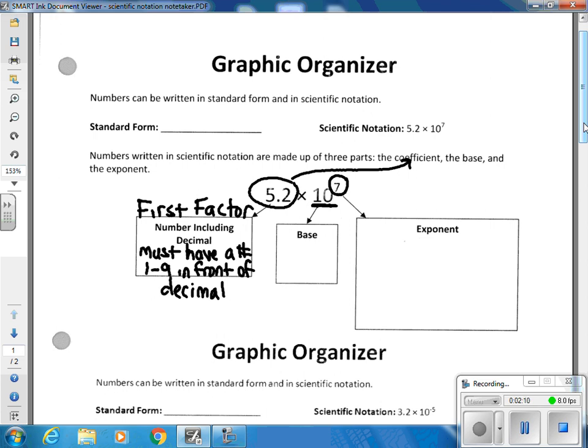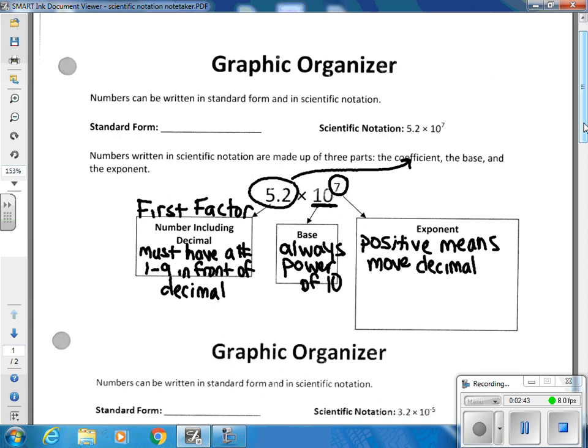For the base part, it is always a power of 10. That'll never change. And you do have to write the 10. Right? Then for the exponents, there's two types of exponents. There's the positive one and the negative one. They tell you different things. So when you have a positive exponent, it's going to tell you which way to move the decimal. So positive means move the decimal to the right that many times.